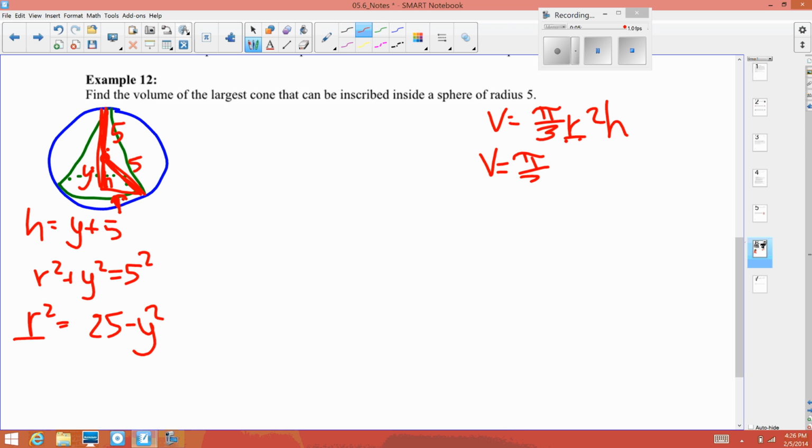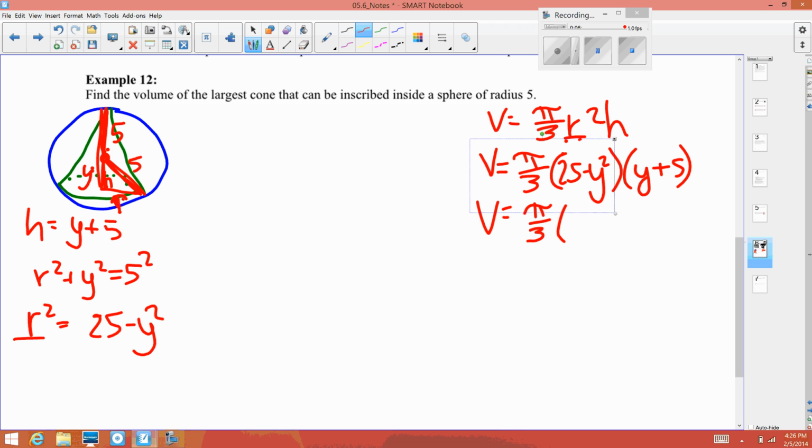So I have 1/3 times r squared, which is 25 minus y squared, times h, which is y plus 5. So I'm going to multiply that out. You could do the derivative right from here. I just think it's easier if I multiply it out. 25y plus 125 minus y cubed minus 5y squared. It's not in order, no big deal.